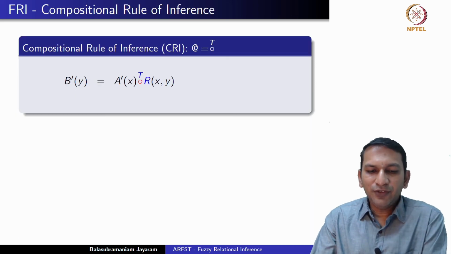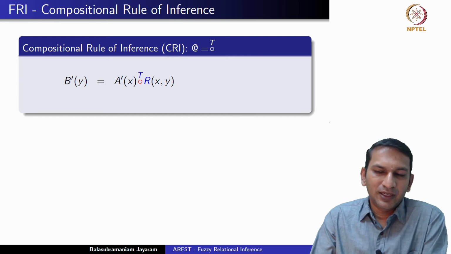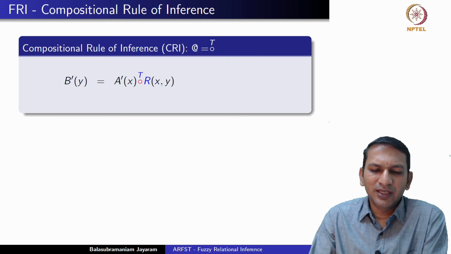Now, if you are using the sup-T composition in an FRI, then it is called the compositional rule of inference. So if you want an output B dash, which is a fuzzy set on y, the membership value of any y in B dash is given like this. B dash of y is essentially composing A dash with R, and it looks like this.